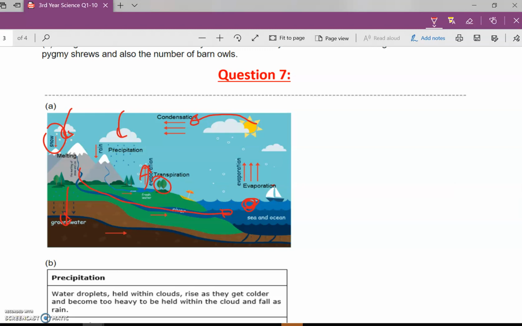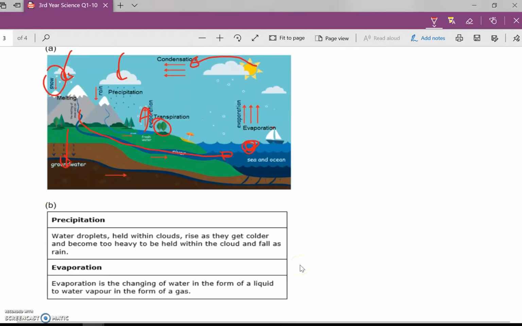Okay, then on to part B. They ask you to explain the following terms. So precipitation is this part here, where the condensed water vapor is given off as rain or sleet or whatever else. And evaporation then is either evaporation from the sea, where it goes up into the atmosphere, or it evaporates off fresh water like rivers and lakes we mentioned already.